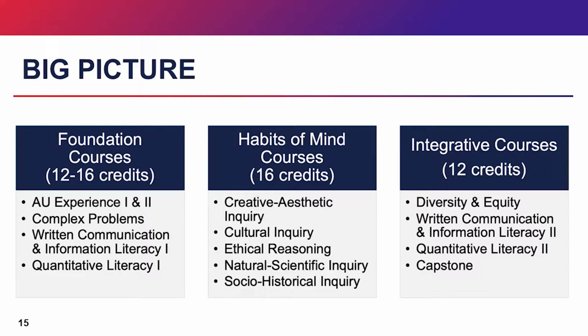You'll also take upper-level courses that are designed to thread into your major. So an advanced course in quantitative reasoning, an advanced written communication course, and also courses unique to AU that we call the diversity and equity courses. The diversity and equity courses build on the foundations that you set in the American University Experience 2 course.